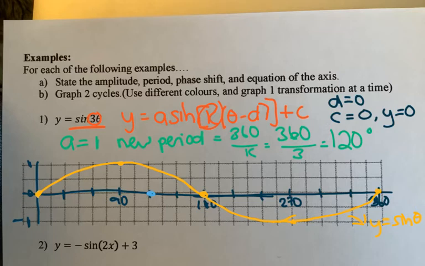So halfway between 0 and 120, we need to hit 0. So that would be at 60 right here. Halfway between 0 and 60, we need to hit 1. And halfway between 60 and 120, we need to hit -1. And then we'll continue that trend. And that is 2 cycles of our new function. Those are all the transformations. So we are finished, and we can label this y equals sine 3 theta.